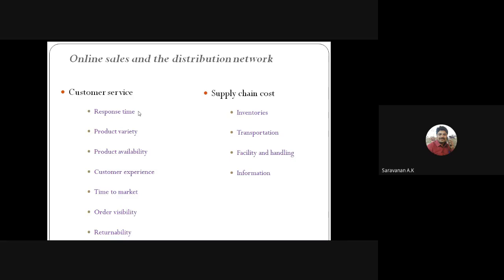In the online sales, if it is in digital form, the customer is very happy, right? The response time is very quick. Instantly they can download the software. Instantly they download the movies, ebooks, music, whatever the product in digital form, right?